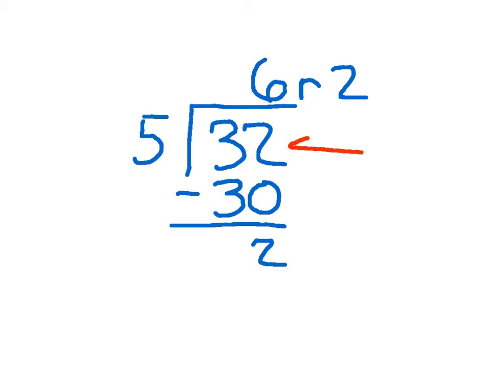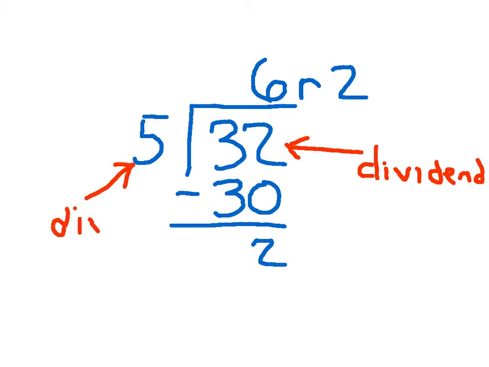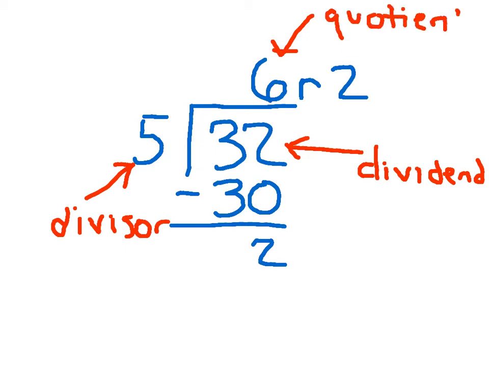This number right here is called the dividend. This number, what we're dividing by, is called the divisor. And this is where our answer goes in our division problem. We call our answer to a division problem the quotient. And so the quotient for this division problem is 6 remainder 2.